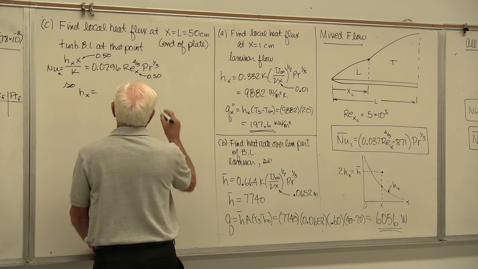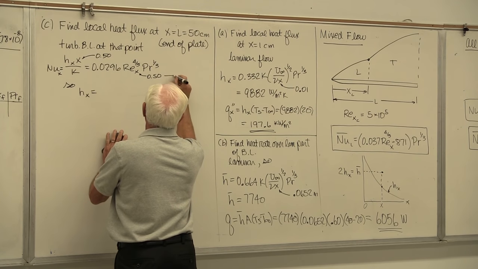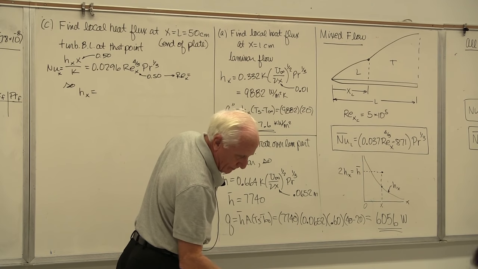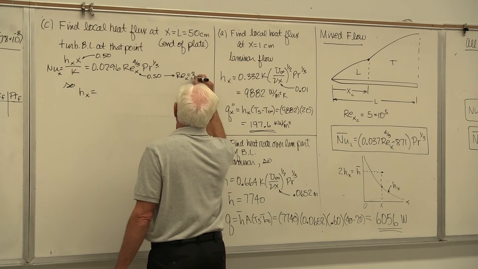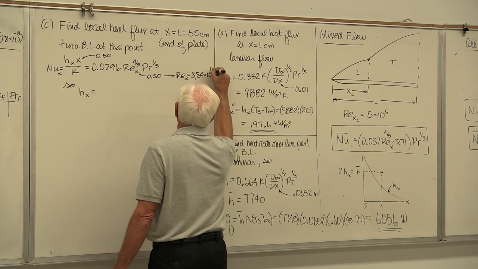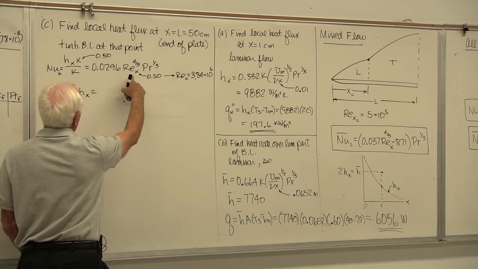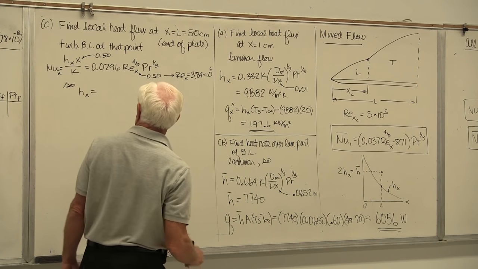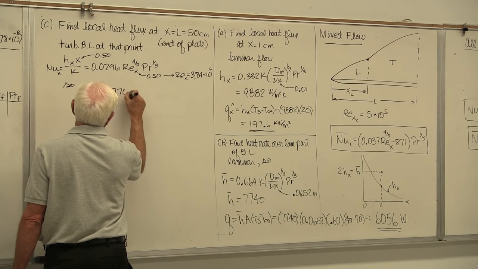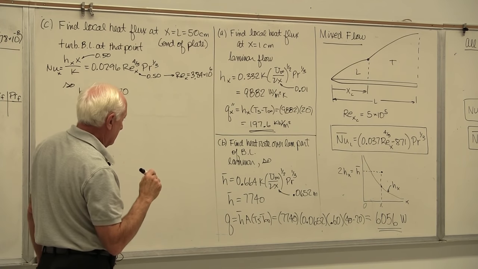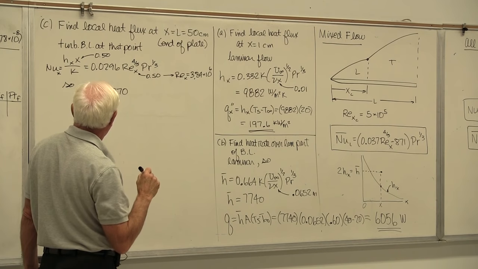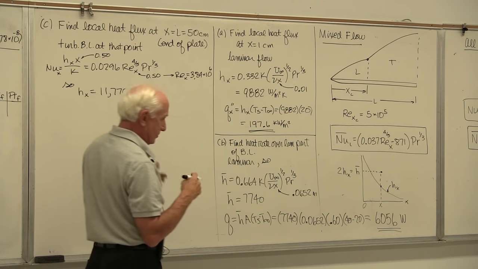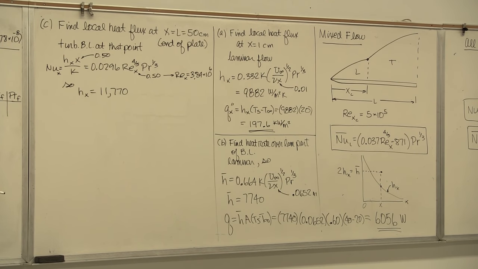The Reynolds number, I'll just tell you what it is here: 3.84 times 10 to the 6th. That's what goes in for the Reynolds number there. Then you get an h_x of 11,770. Typically, those h's for turbulent flow are bigger than for laminar flow because turbulence creates better heat transfer. If you want better heat transfer, make the flow turbulent.